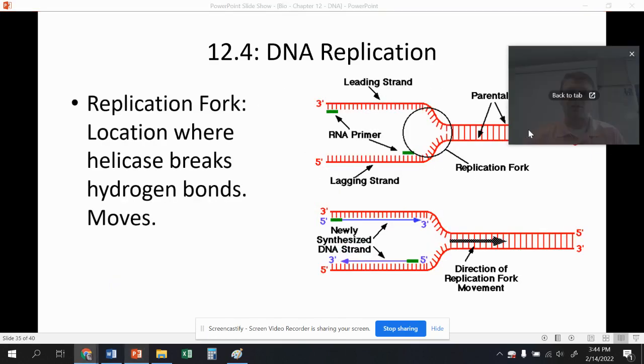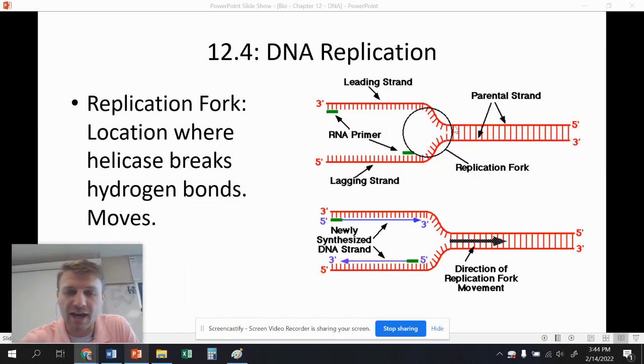The replication fork. The replication fork moves as the helicase moves along the DNA strand. So what happens is the helicase is breaking apart these hydrogen bonds, and that replication fork is that location where the helicase is doing that. So you can see here, as it moves along, it's going to move that replication fork as it travels down the DNA strand.